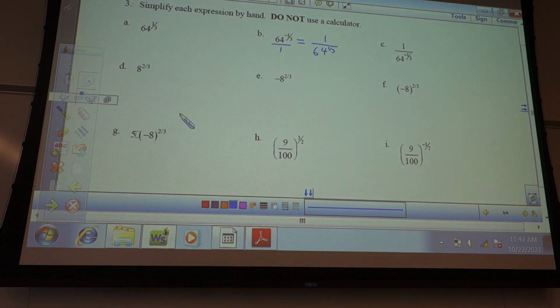So this is still under on the bottom. Instead of 64 to the 1/3, I'm going to write 4.